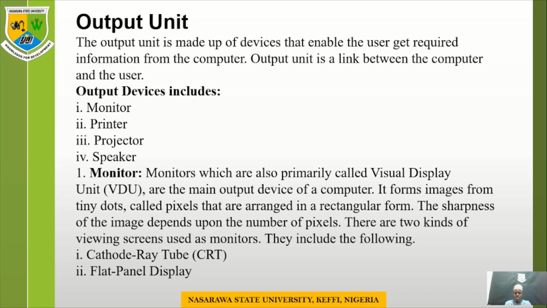The sharpness of the image depends upon the pixel. There are two kinds of viewing screen as monitor. They include the cathode ray tube (CRT) and the flat panel display. When we talk about the cathode ray tube, we are talking about those monitors with something at the back, and we have the flat screen display.